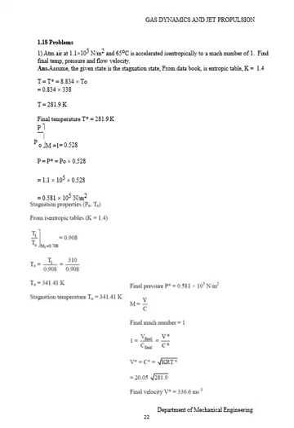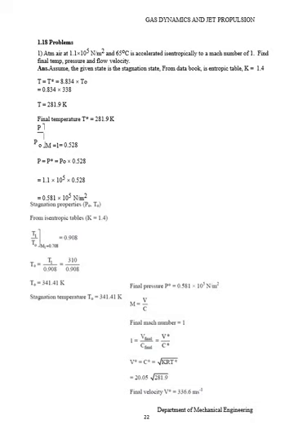We know that P divided by P naught at Mach number equal to 1 is 0.528 from the data book. Therefore, P equal to P star is equal to P naught into 0.528. Therefore, the final pressure is 0.581 into 10 power 5 Newton per meter square.